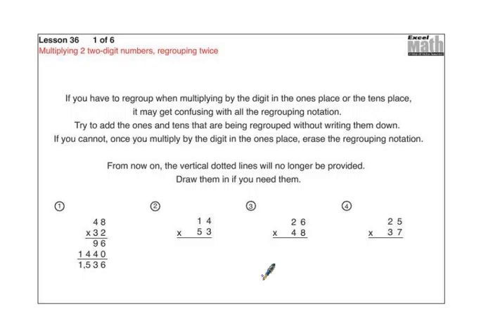If you cannot, once you multiply by the digit in the ones place, erase the regrouping notation. And that's the way I teach you, except I just teach you to scribble it out. You don't really need to erase it. It's not going to hurt anything to scribble. From now on, the vertical lines will no longer be provided. Draw them in if you need them. In other words, these lines that they used to have like this to help you to keep things straight, they're not going to put them on your papers anymore. They're going to treat you like big kids.